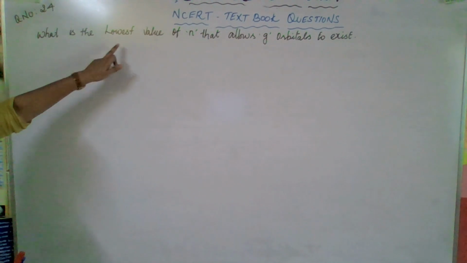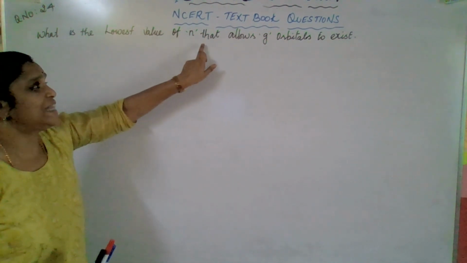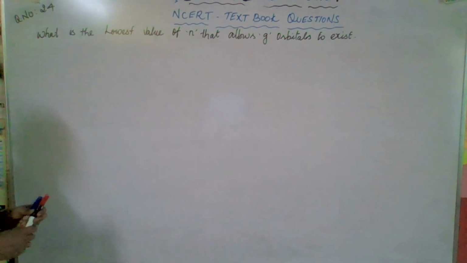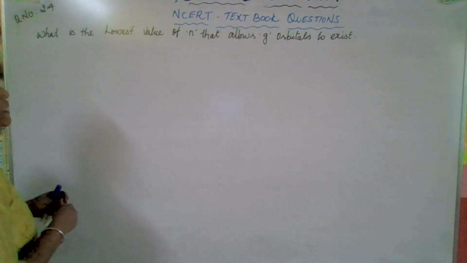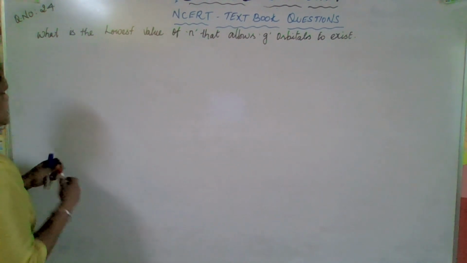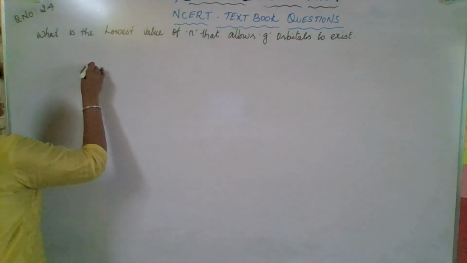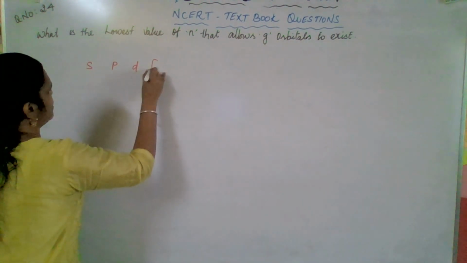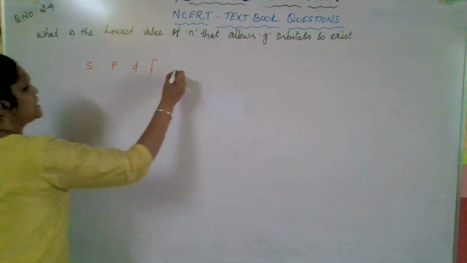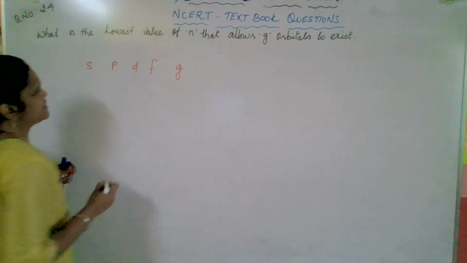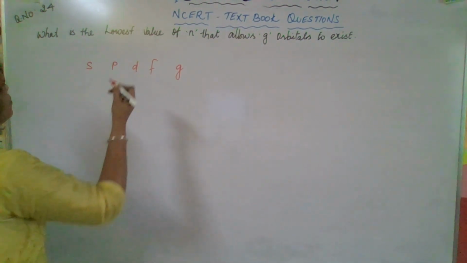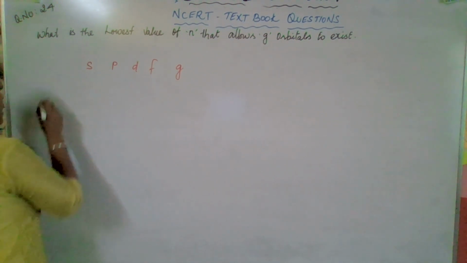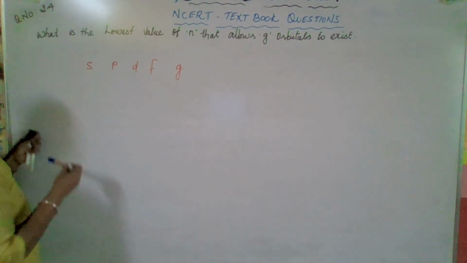What is the lowest value of n that allows g orbitals to exist? Here it is actually a simple question, but they asked it in a typical way. See, n value. S, P, D, and F. So if a g orbital is there, what is that lowest value of n? Let us find that n value first.